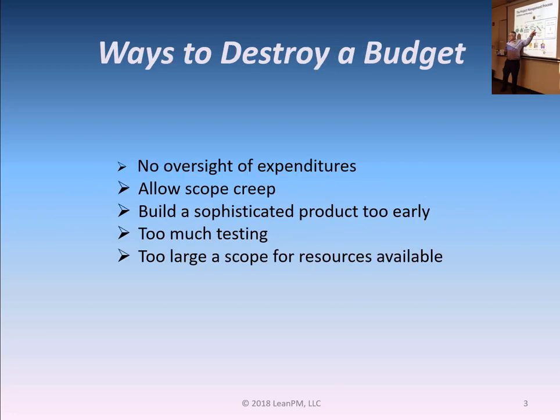Budgets go awry very quickly, especially if no one pays attention to expenditures. Here are some common ways to destroy a budget. As I said, no oversight of expenditures. Allow scope creep. Build a sophisticated product too early. Too much testing. And too large a scope for resources that are available.